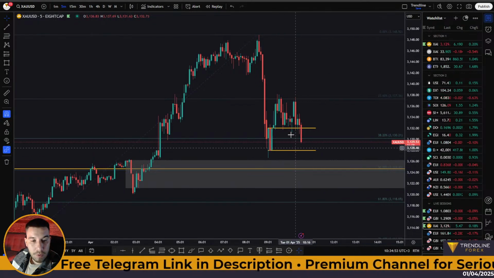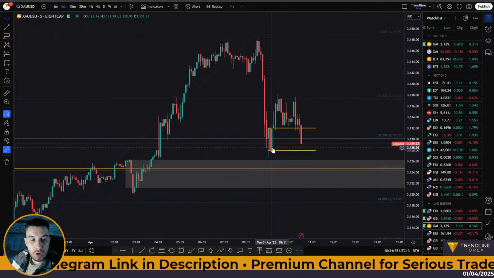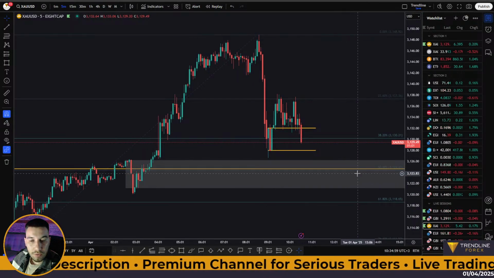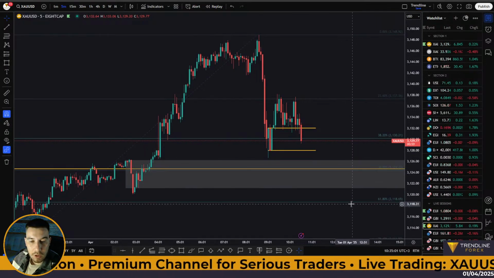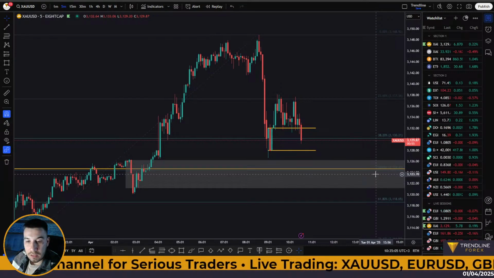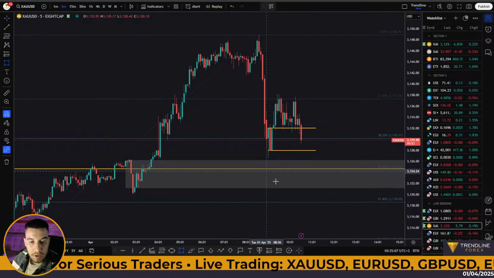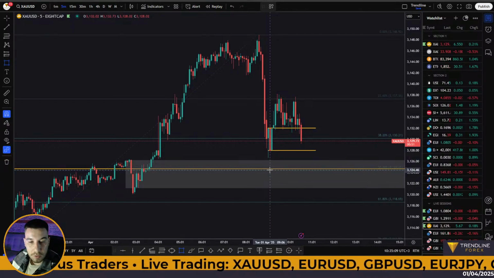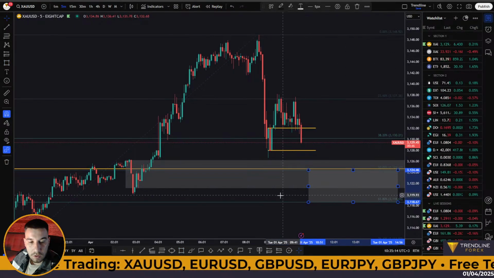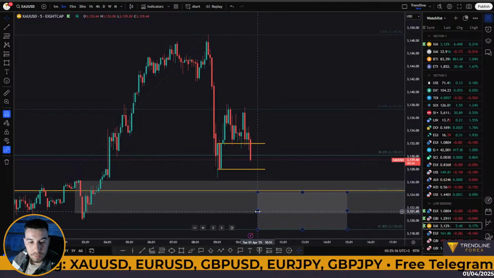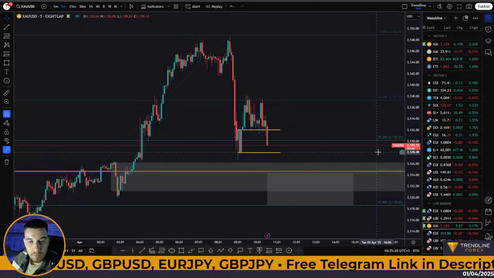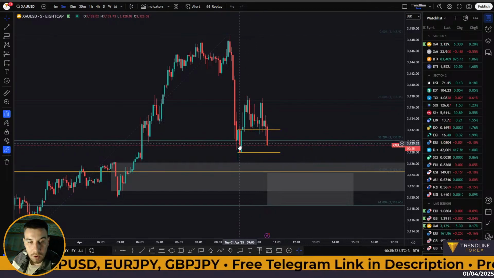The thing is, if we break below this structure right here on gold, I would be looking for this area right around 3,124 down to around the 61.8, which is 3,118. So anywhere within this area is where I'm potentially going to be looking for price to give me that reversal. And that's if we break below that.